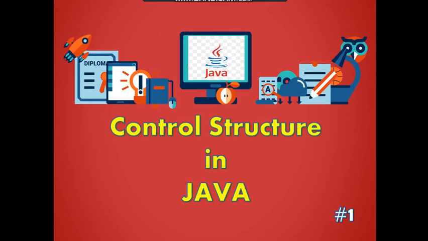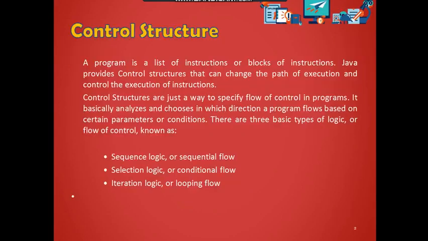In C++, all of us know sequential control structure, conditional control structure, and looping control structure. The same thing is repeated in Java as well. There is nothing new. Once you are confident about C++ control structure, then automatically you will be able to understand the control structure of Java. So let's see what the theory says about control structure.